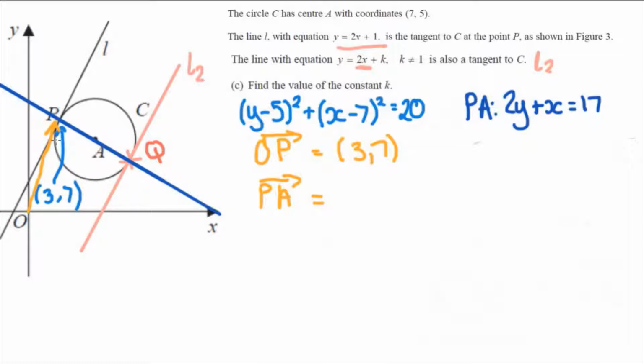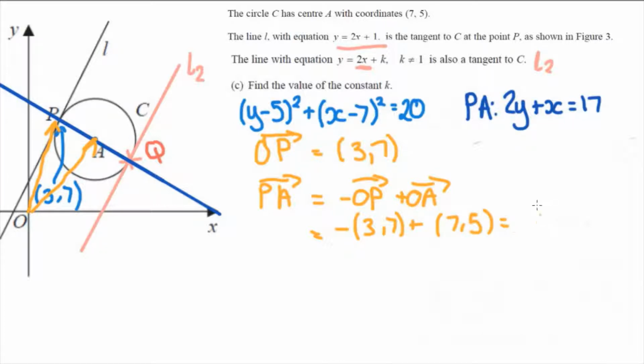So we want to go from P to A. The way we're going to do that is we're going to go back down this vector here. Instead of the OP vector, we want minus OP. And then we're going to plus OA. Because once we've gone down here, we want to go back up here to A, which is the vector OA. So this is going to be minus 3, 7 plus OA, and that's just going to be the coordinate of A, which is just the centre of the circle, which is 7, 5. So adding those together, we get 4 minus 2.